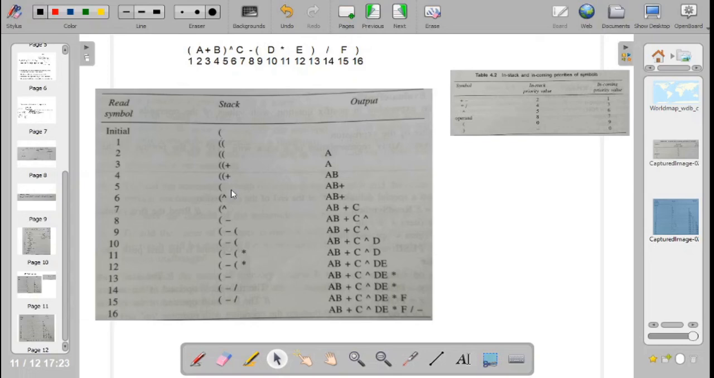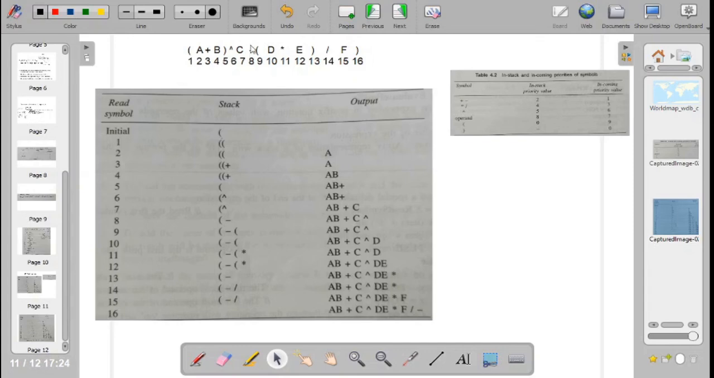Now we move on to the next operator, which is the exponentiation. When an operator is encountered, again you compare the priorities. It is 0 in the case of the opening bracket and exponentiation is 6. So again you have to push, right? Now C is an operand. So when symbol 7, C, is read, you just output it.